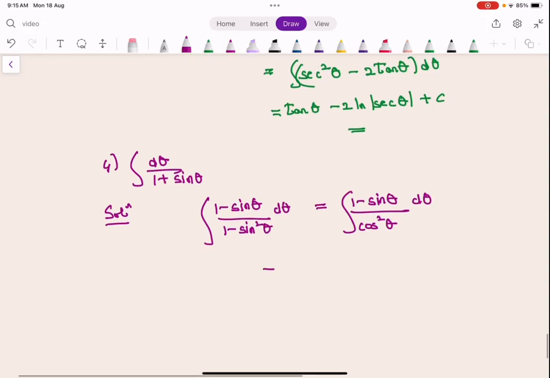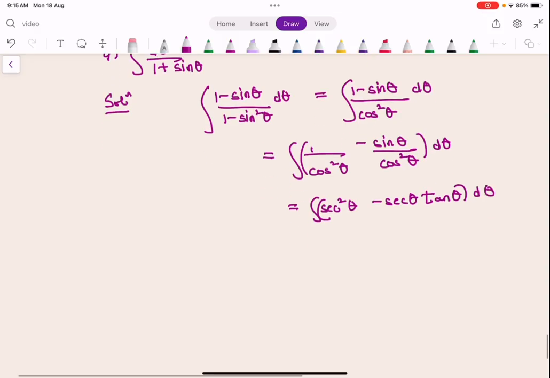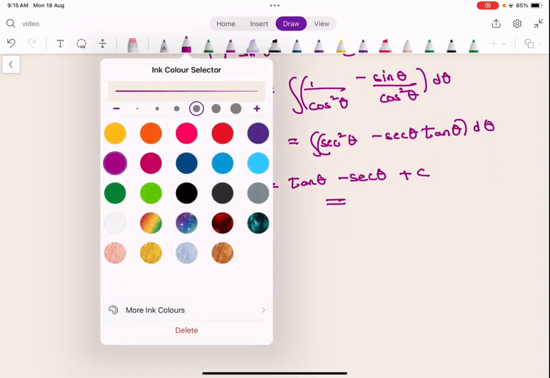So splitting the integrals, you get integral 1 by cos squared theta minus sine theta by cos squared theta d theta. What is integral 1 by cos squared theta? You get secant squared theta minus, this will give you sec theta tan theta d theta, because sine by cos is tan. Integral of secant squared is tan theta. Integral of sec theta tan theta is sec theta plus c. So this is your solution here. Let's go to the next question.